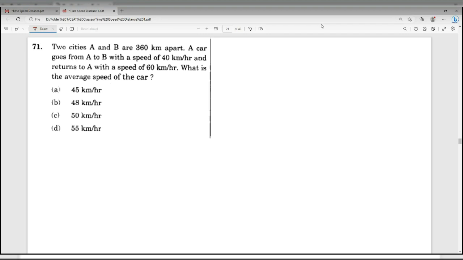So two cities A and B are 360 kilometers apart. A car goes from A to B with a speed of 40 kilometers per hour and returns to A with a speed of 60 kilometers per hour. What is the average speed of the car? We need to calculate the average speed.